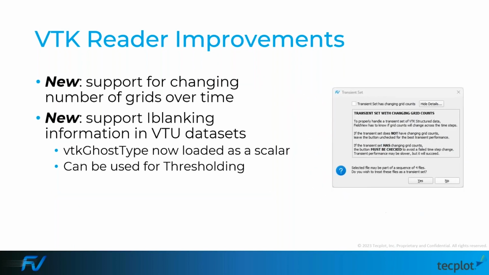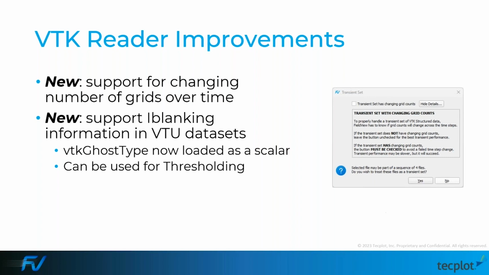We also did some work, particularly for the VTK reader, but that also affects other data formats when you have a changing number of grids over time, because FieldView tries to be smart and has some optimizations for going faster from time step to time step. And so when it detects that you may have different number of grids, it's going to ask you whether that's the case and then turn off the optimizations. Be a bit slower, but it's also going to be more reliable going from time step to time step.